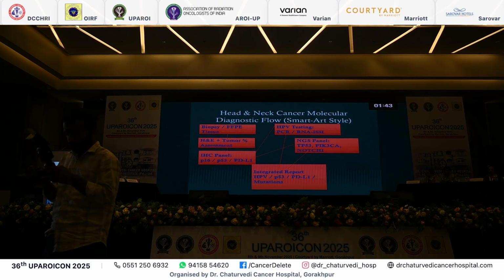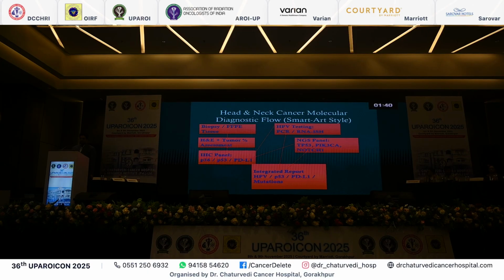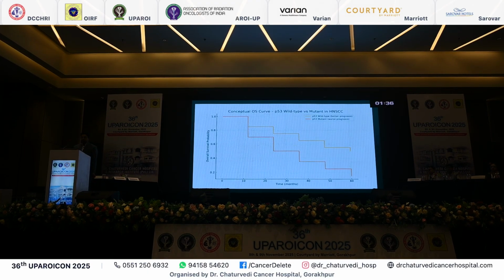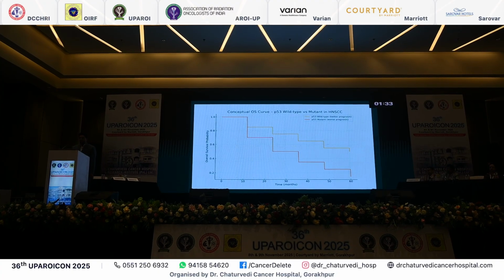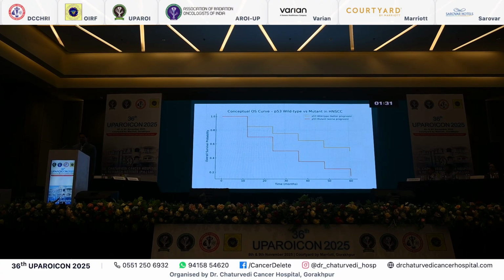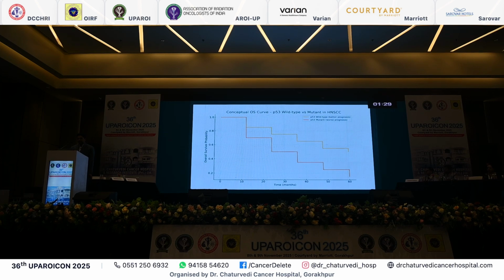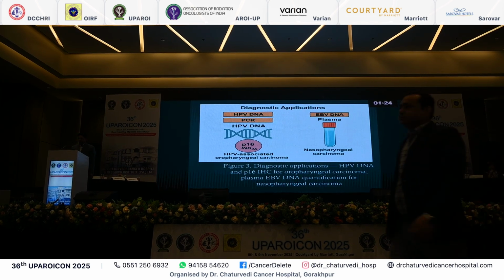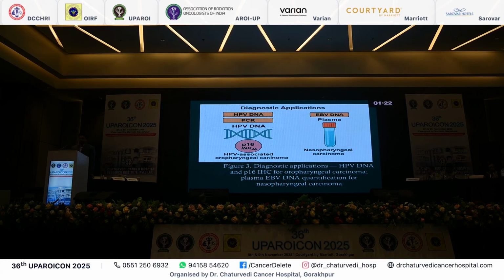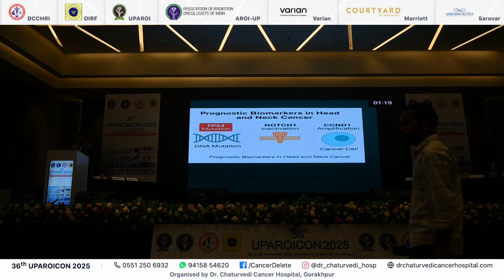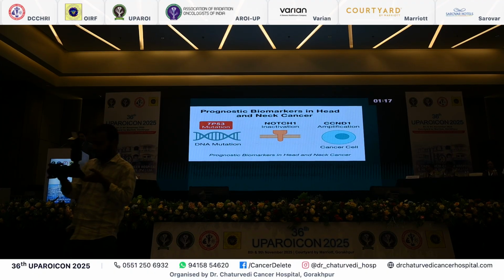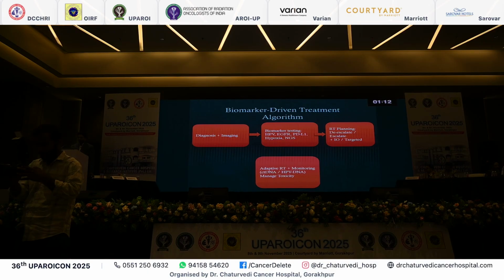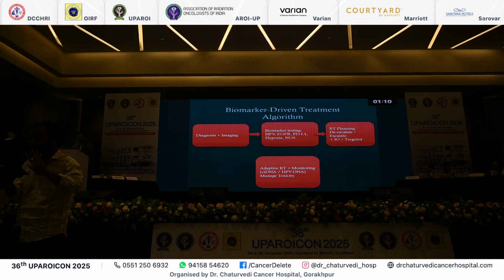Here is the workflow, how to assess the biomarkers in head and neck cancer, and here we can see the overall survival curve in P53 wild type versus mutant head and neck cancer. So we can see the prognosis of the tumor on the basis of P53 marker, and here are the prognostic biomarkers, predictive biomarkers, then the biomarker-driven treatment algorithm.